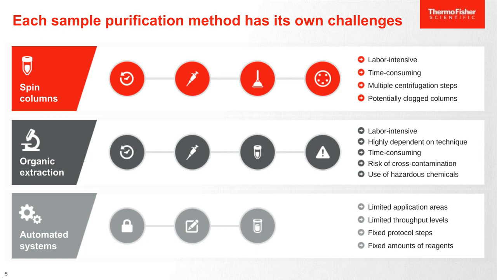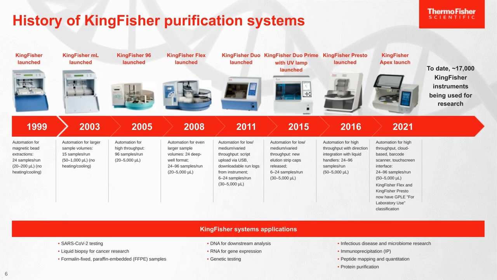So what we wanted to do at Thermo Fisher is create a solution for some of these pain points, which involves magnetic beads and automation. Believe it or not, this solution has been around for 22 years, and that's the Kingfisher product line. You can see here a timeline that we've put up of when the first Kingfisher was introduced in 1999, and then subsequently other instruments after that.